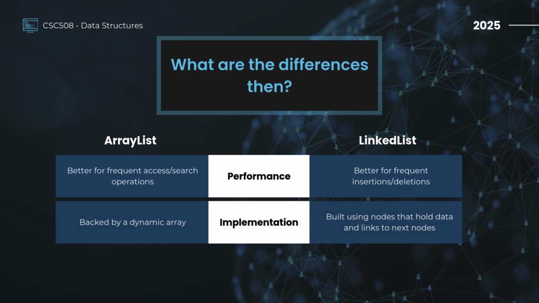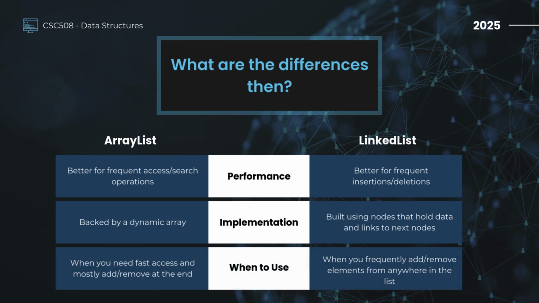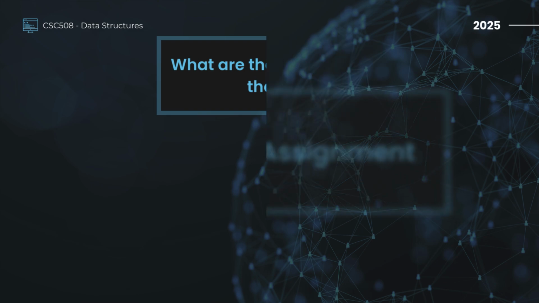Next, about how they are built, which is implementation. Array list is backed by an array that can grow or shrink as needed, while linked list is built using nodes that each hold data and a link to the next node. Lastly, when should you use each in your program? In my opinion, go for array list if you need fast access and mostly add or remove things at the end. But if you're constantly adding or removing elements anywhere in the list, like in the middle or beginning, then linked list is the better choice.